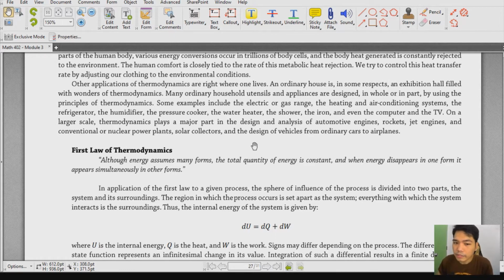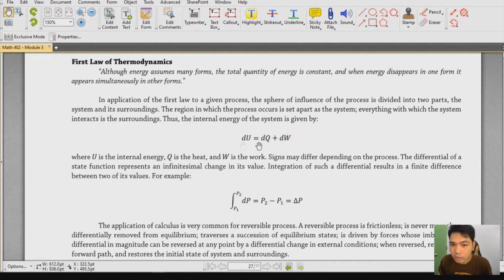So we'll be utilizing the general concept of the internal energy, which is this one, dU is equal to dQ plus dW, which only means that any change in the internal energy is equal to the sum of the changes of the heat and of course work. So this heat could be exothermic or endothermic, and if it's work, it could be expansion or compression, so positive or negative work.